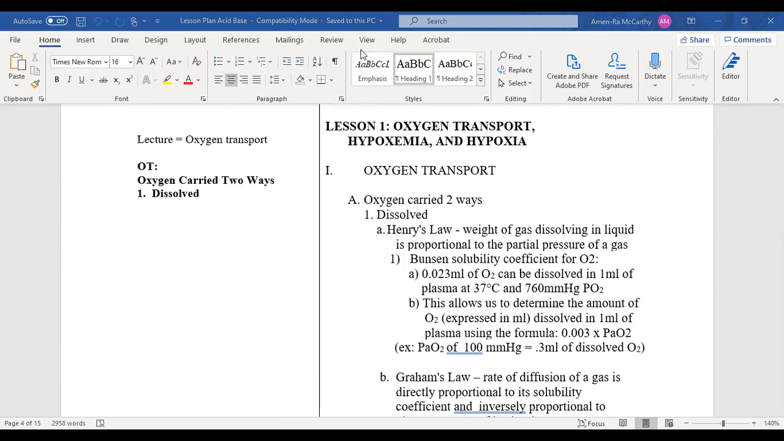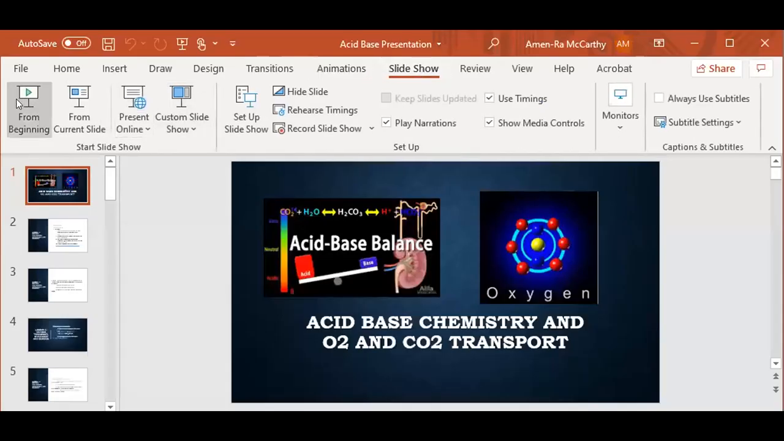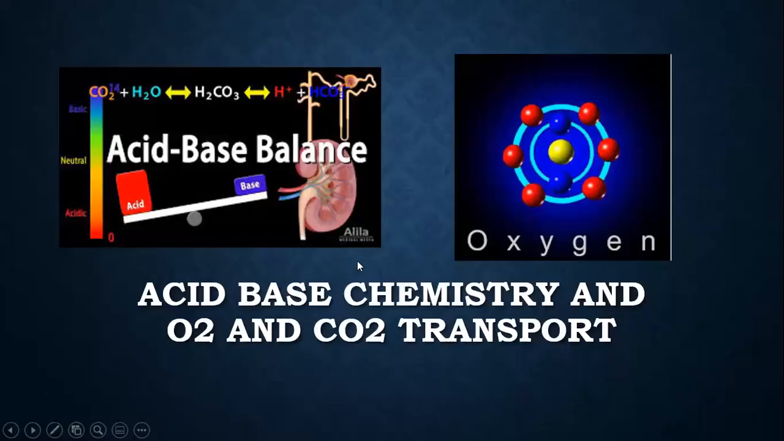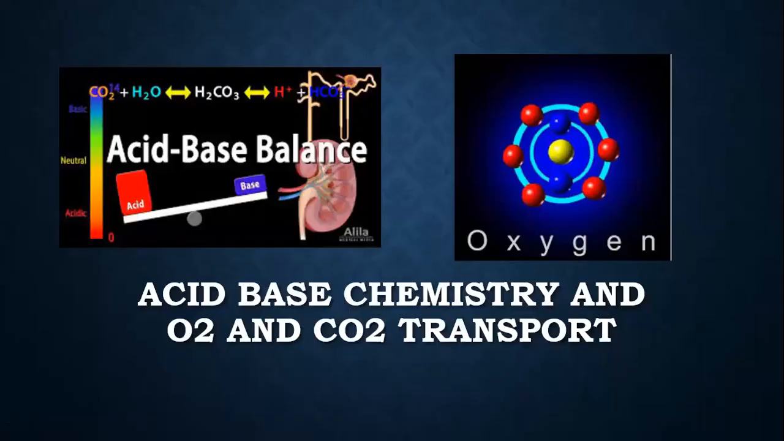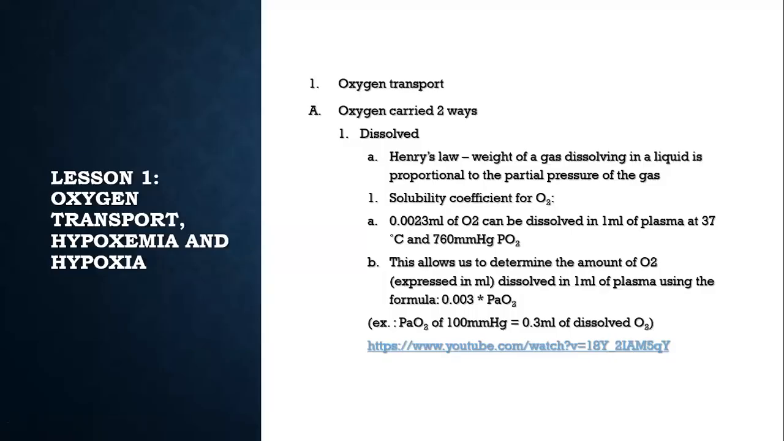Let me share the PowerPoint. All right. Acid-base chemistry and O2, CO2 transport. Oxygen transport. Oxygen is carried two ways. The first way oxygen is carried is dissolved in the plasma.